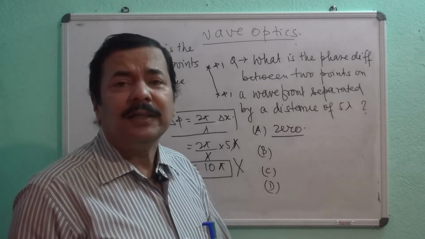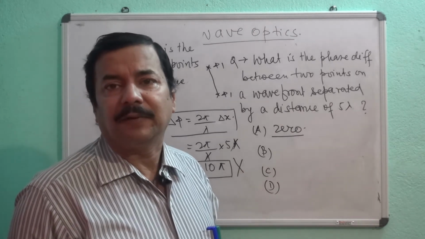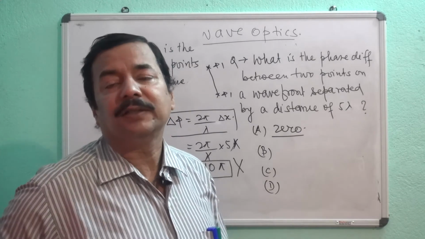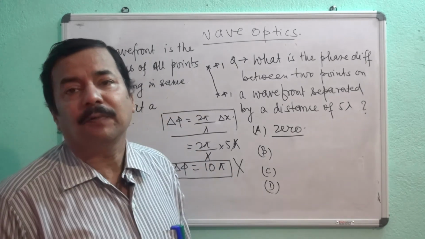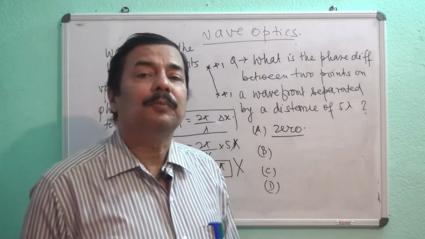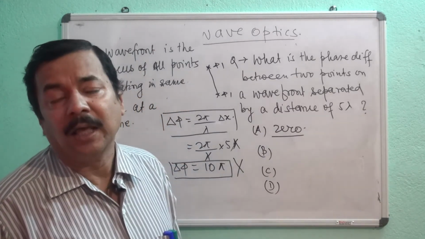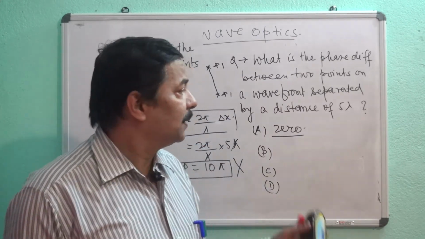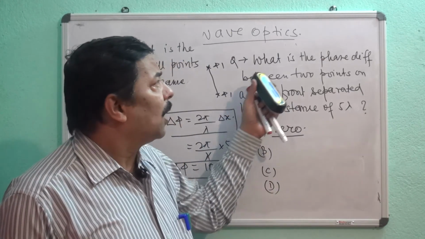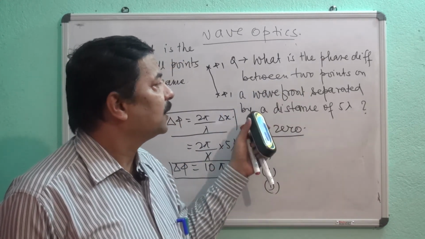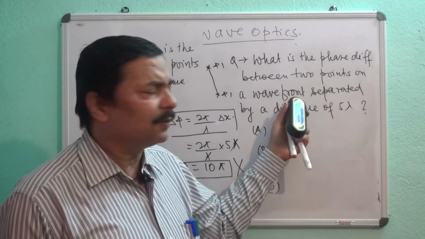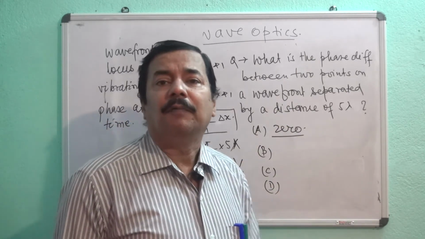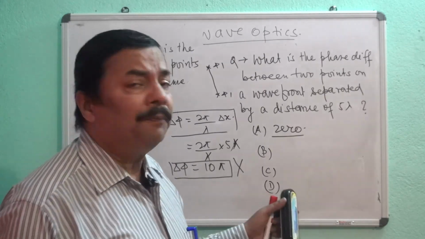Why? A wavefront is the locus of all points vibrating in the same phase. It is similar to an equipotential surface. You have read in electrostatics that on an equipotential surface, the work done in taking a charge from one point to another point separated by a distance of 5 centimeter is zero, as the potential difference is 0. In a similar fashion, the phase difference between 2 points on a wavefront, separated by 5 lambda or whatever separation, is 0, because a wavefront is the locus of all points vibrating in the same phase.